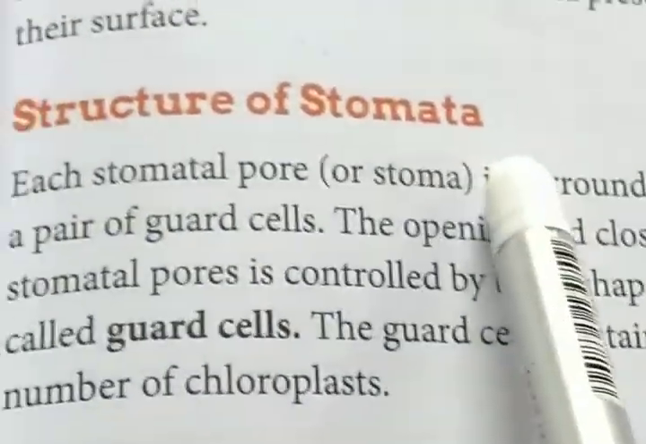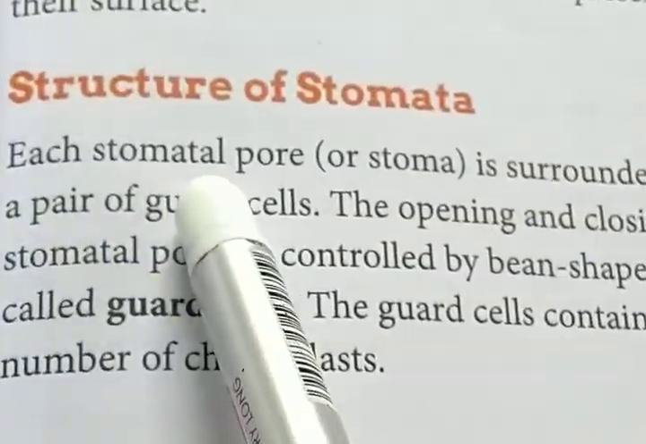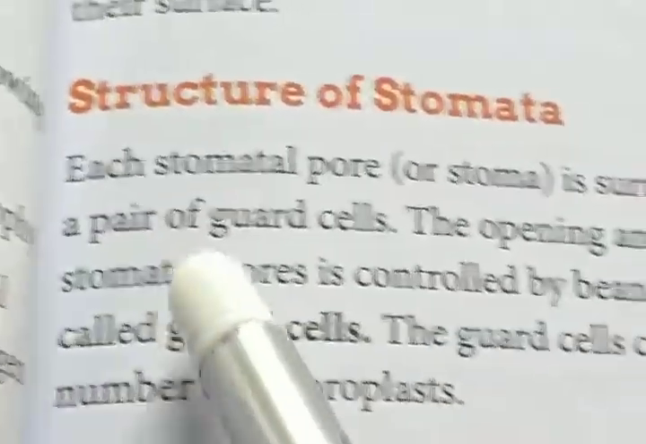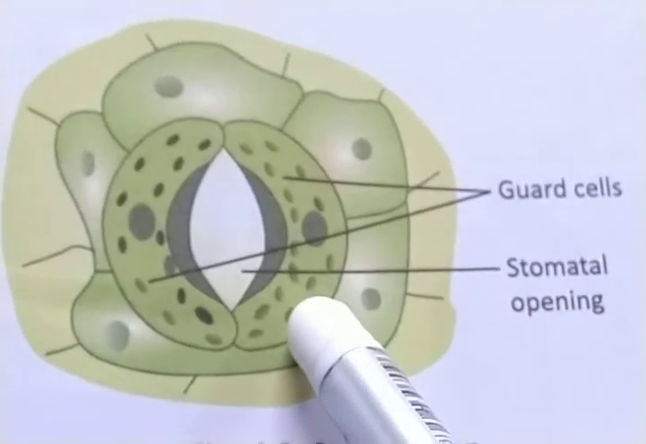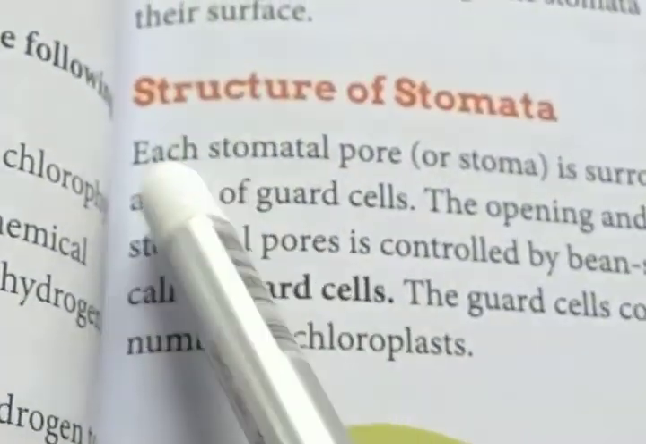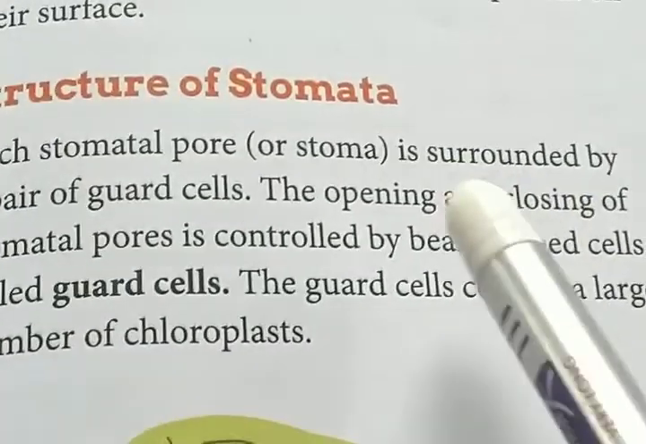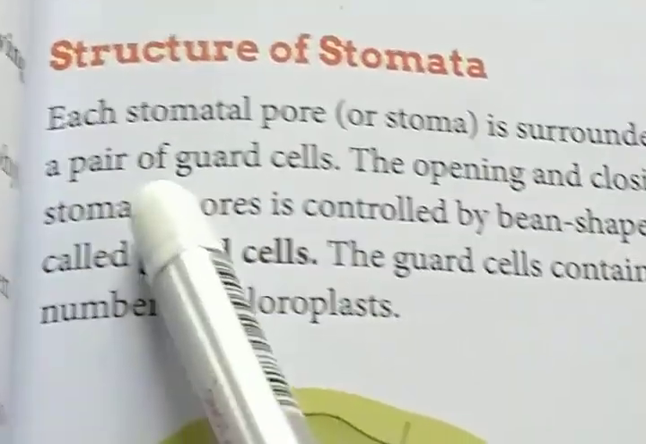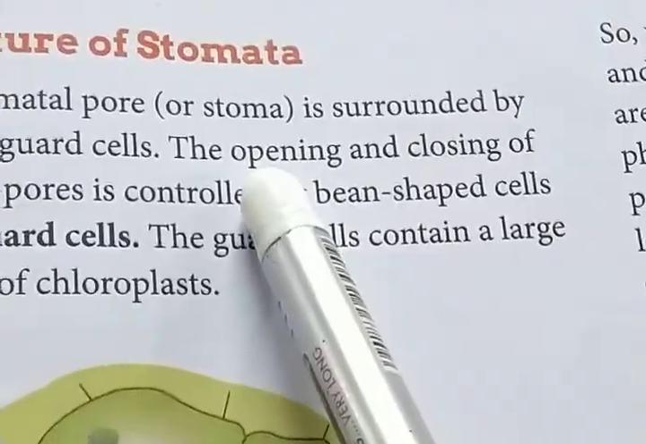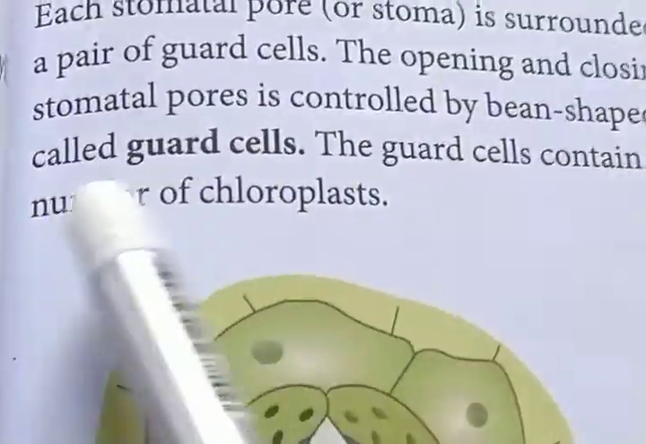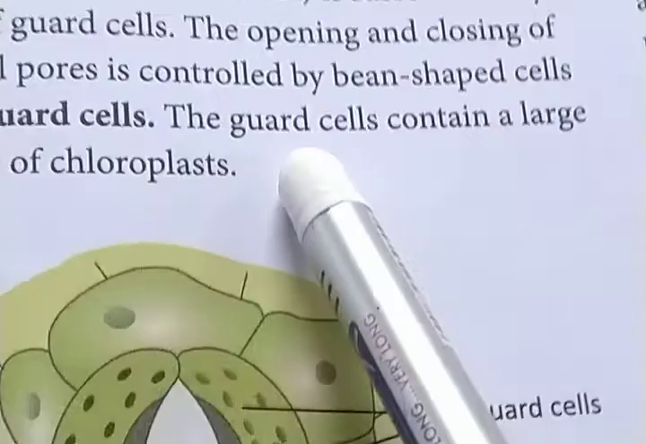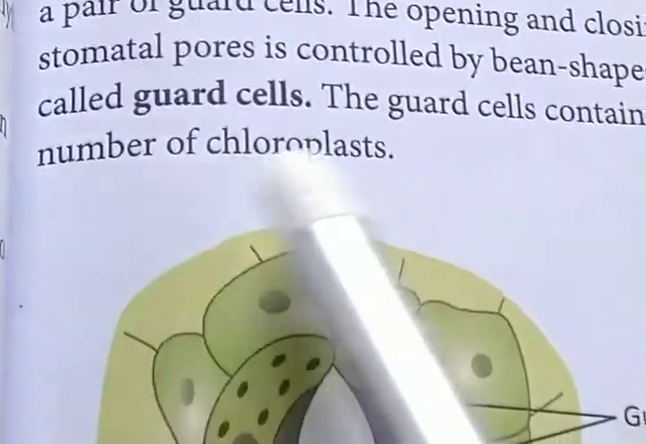Now, the structure of stomata. Each stomatal pore is surrounded by a pair of guard cells. Look at the figure. Both sides are guard cells. So normally, each stomatal pore or stoma is surrounded by a pair of guard cells. The opening and closing of stomatal pores is controlled by the bean-shaped cells called guard cells. The guard cells contain a large number of chloroplasts.